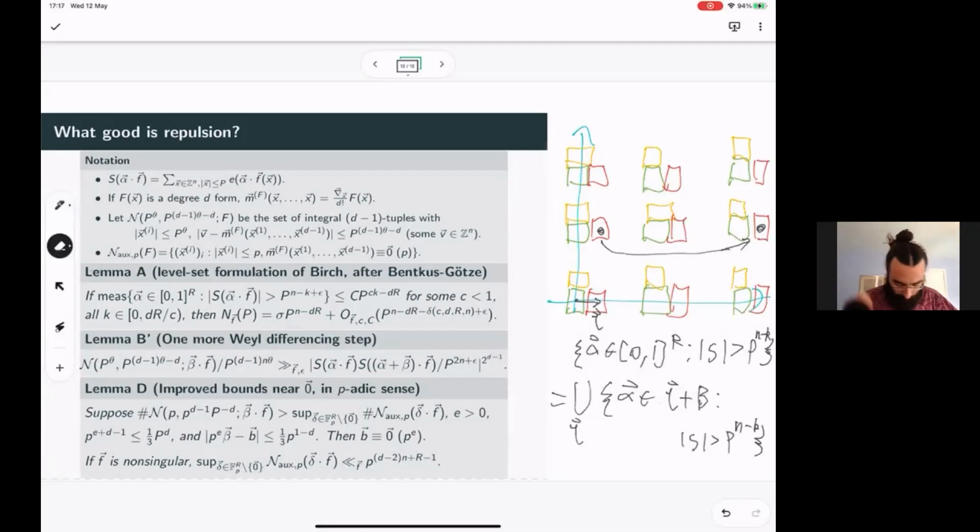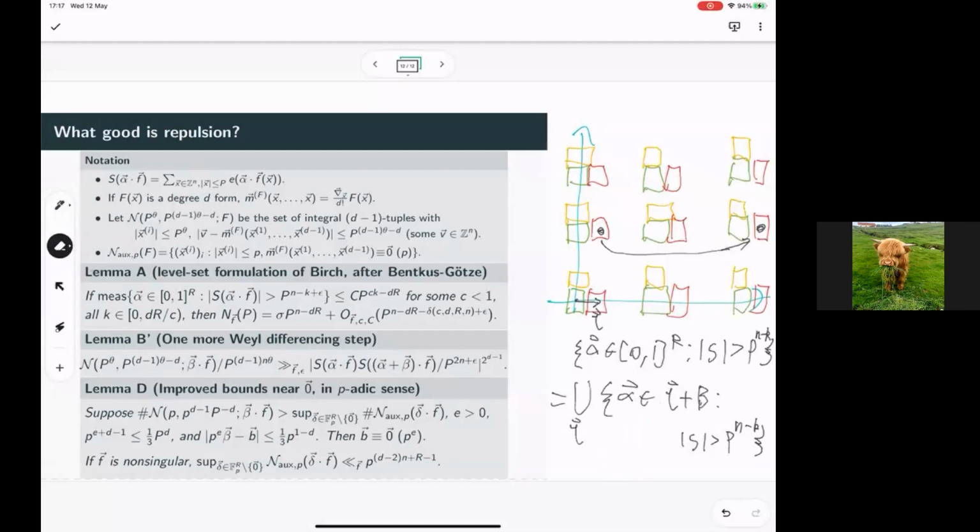Right, well, so there it is. And then the idea is that if we look at one of these sets here, then any 2 points inside one of these translates L plus B, their difference is going to be in a fixed p-adic neighborhood of the origin.